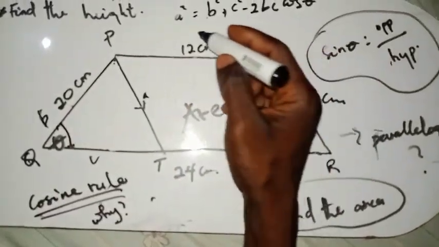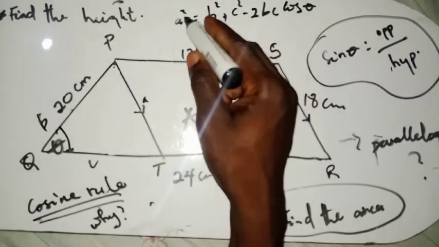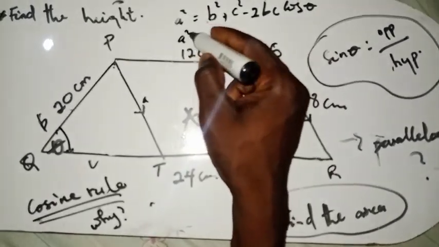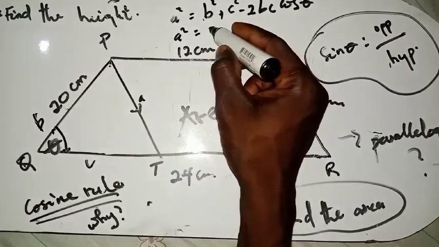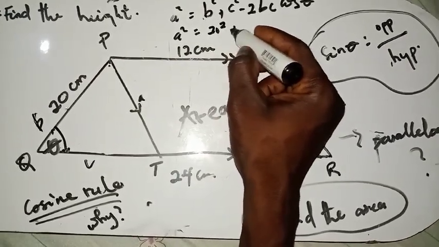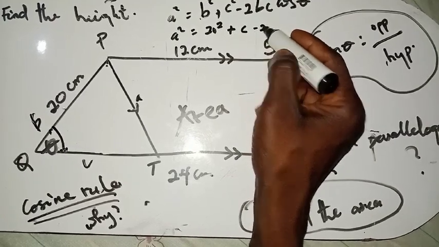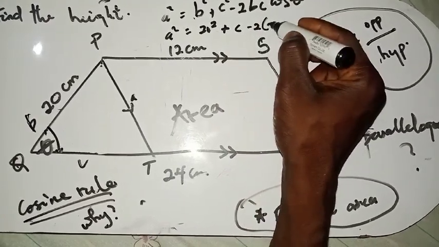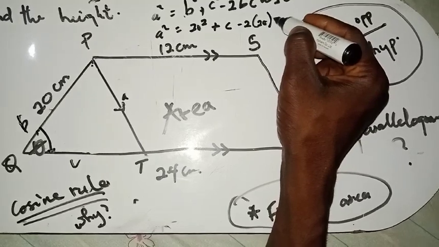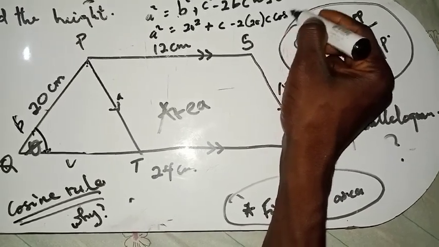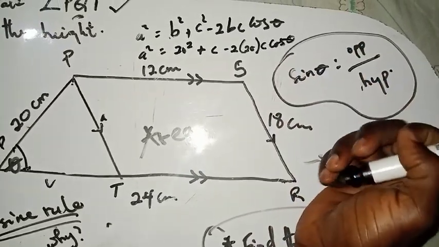So here we are going to have a squared, so let's maintain the a squared. That is equal to b squared, which is 20 squared, plus c squared, we don't know the c now, minus 2 times b, which is 20, times c, we don't know the c, times cos theta. Can you see what is happening here?